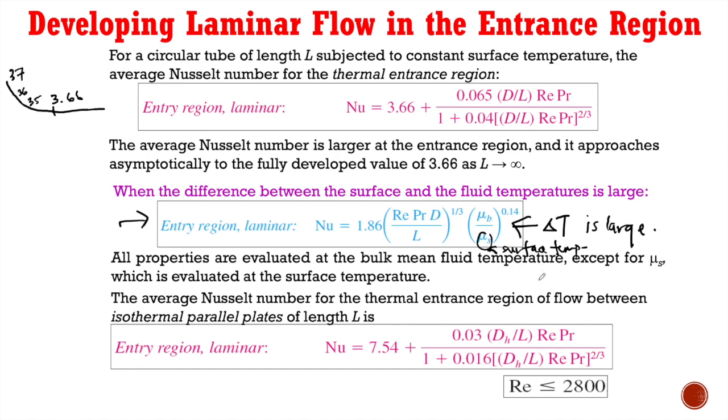Okay, the average Nusselt number for the thermal entrance region of flow between isothermal parallel plates. So this is for parallel plates. What we are dealing with now is internal forced convection for a cylinder. So if you are trying to find the Nusselt number for parallel plates, let's say we have this plate and another plate here, then we have fluid inside. This fluid can be considered internal forced convection, or internal flow. Then you can use this Nusselt number equation in order to find the value of the Nusselt number. This Nusselt number can be used for Reynolds numbers below 2800.